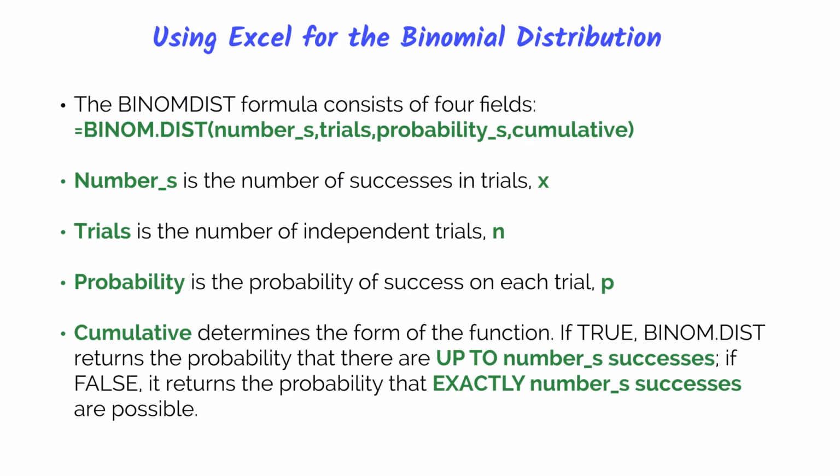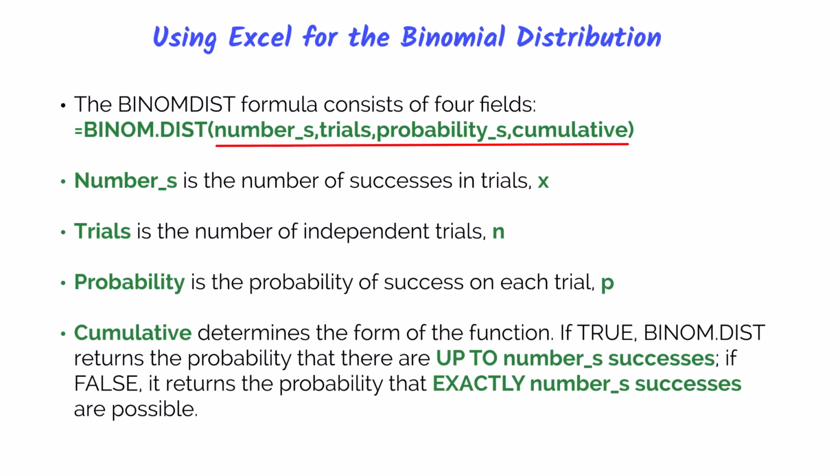So the binomial distribution function in Excel consists of 4 fields. Inside the parentheses of the function, we'll put the number of successes in our trials. So number_s means our X value. The trials are the number of independent trials that we have. So based on our formula, that's the N or sample size. Probability_s is the probability of success on each trial. So that is our P.